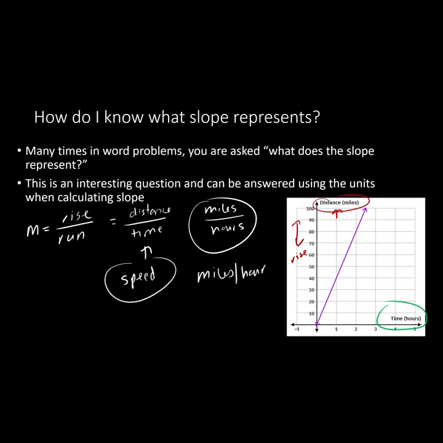Now, sometimes you can come up with that nice generic, like it represents speed. Other times it's a little trickier. In this example, we have the force in a game of tug of war and the number of people. So if I were to look at the slope, I would see that the rise is the force and the run is the number of people.